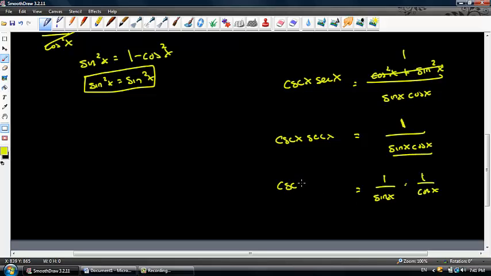And don't forget, all of this stuff equaled cosecant x and secant x. Well, 1 over sine x, that's cosecant x, times 1 over cosine x, which is really secant x. And there you have it.